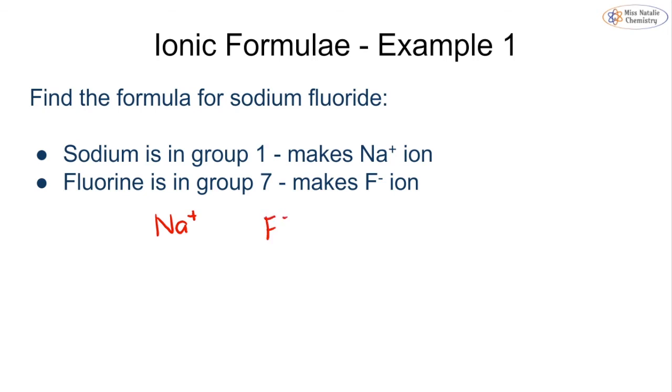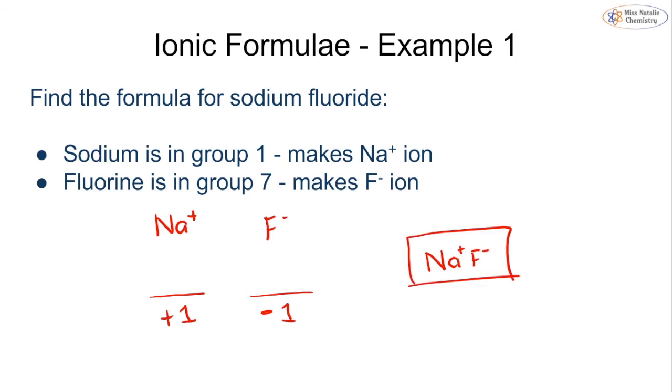So now we balance out our charges. We have +1 and -1. They're already balanced, so we don't have to do anything, and our ionic formula is Na+ F-. Notice for an ionic formula, we always show the charges. So we have to make sure that we show the different charges. If it is just a chemical formula, then we don't have to show the charge. But if we're asked for an ionic formula, we do.